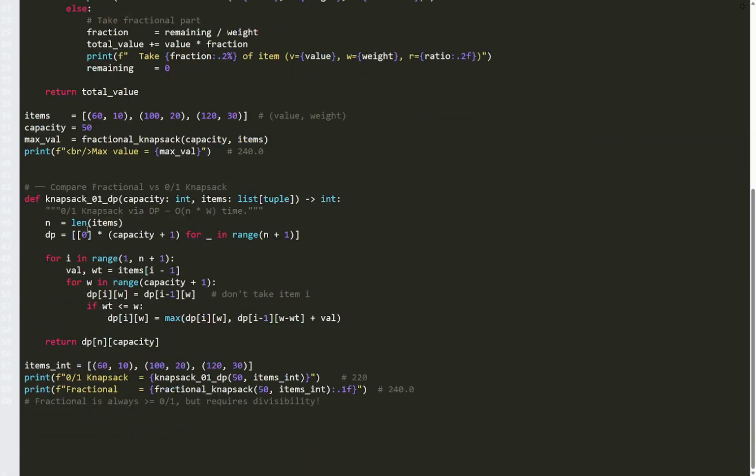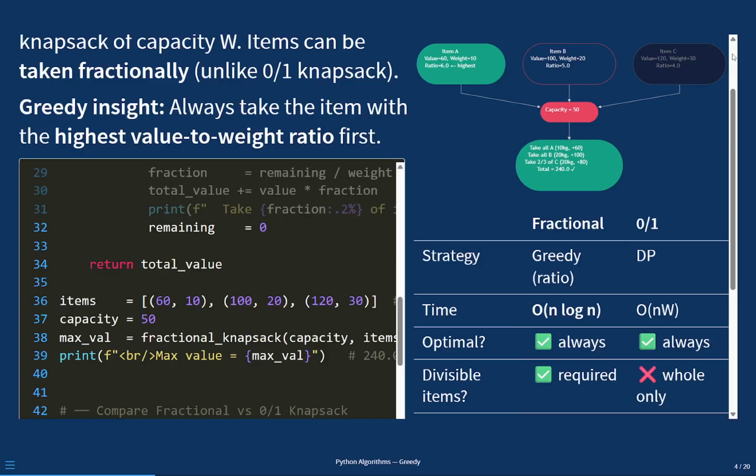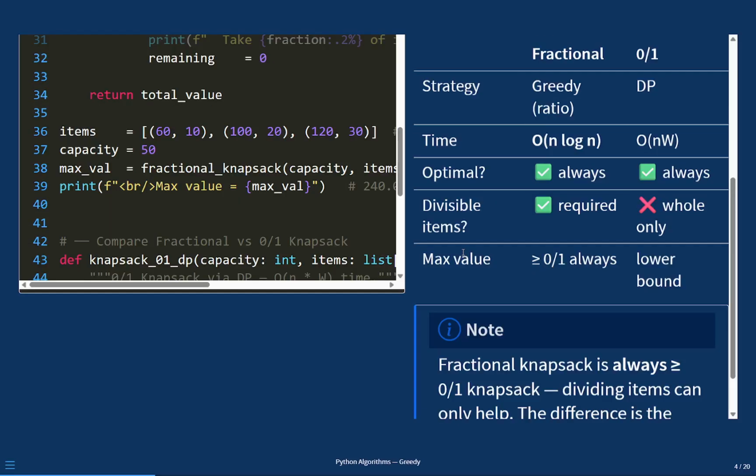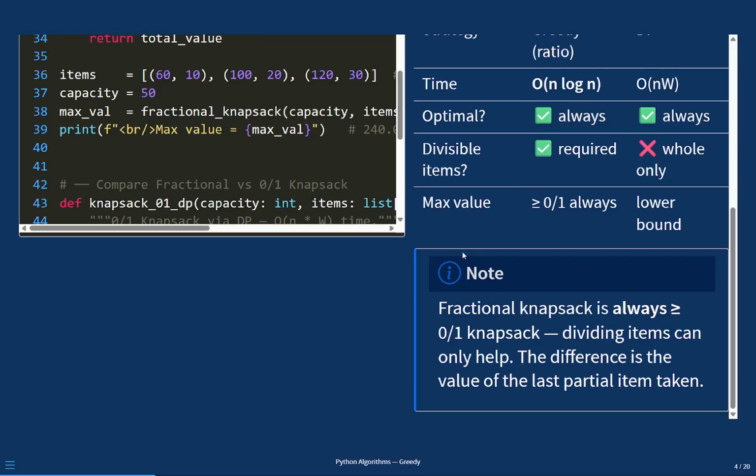The comparison table: fractional knapsack, greedy, O(N log N), provably optimal for divisible items. 0/1 knapsack, DP, O(N times W), provably optimal for integer items. The fundamental difference is whether you can take partial items. If the problem requires whole or nothing, fractional knapsack is the wrong tool entirely.